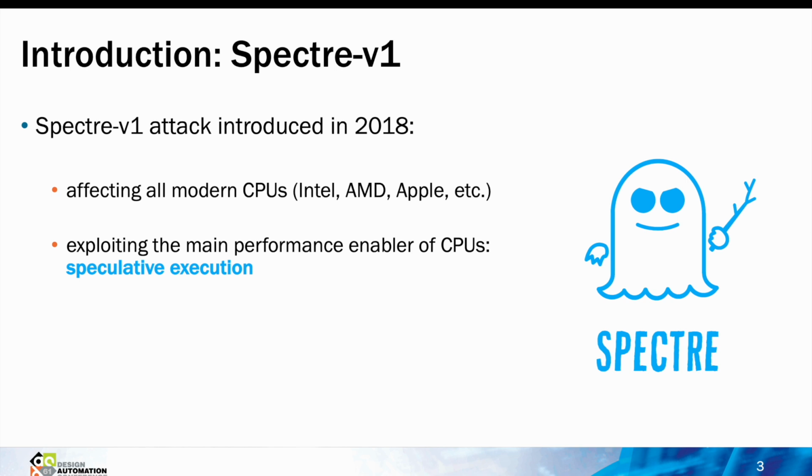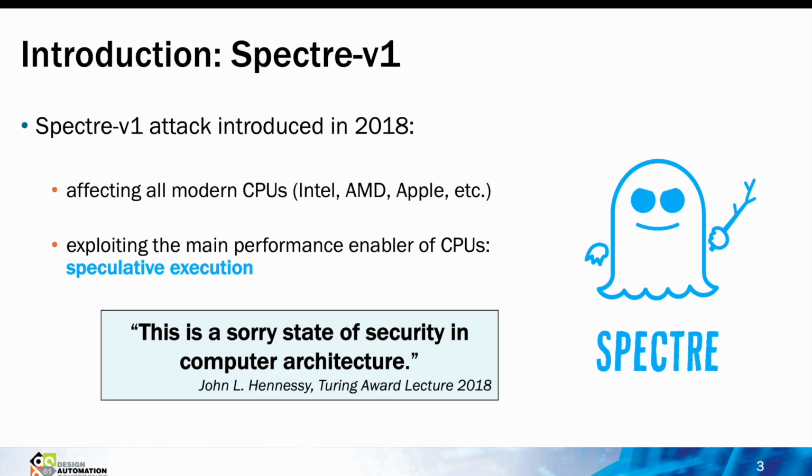In 2018, a new class of attacks called Spectre was introduced, which affects almost all modern CPUs. This attack exploits the main performance-enabling feature of these CPUs, which is speculative execution. As mentioned by John L. Hennessy in his Turing Award lecture, this attack shows a sorry state of security in computer architecture.